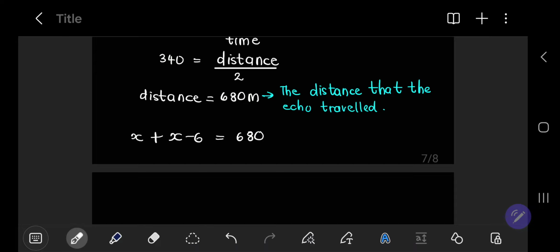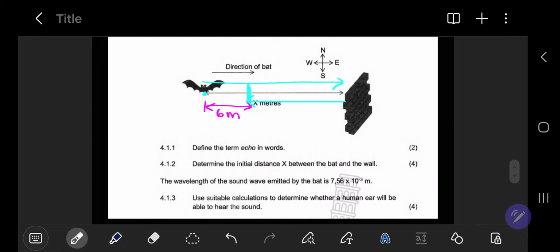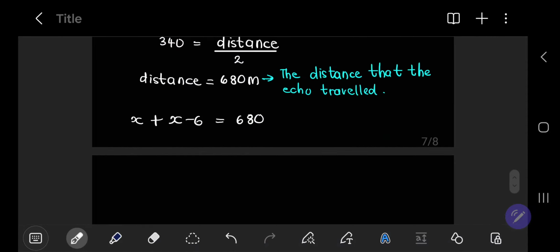Now, if you're still confused about this, the 680 meters represents the distance that the echo traveled. And we know that to cover that 680, the echo traveled the entire distance x meters, and then it traveled back, but when it was received by the bat, it was at this point, which is x minus 6. So x plus x minus 6 is equal to 680.